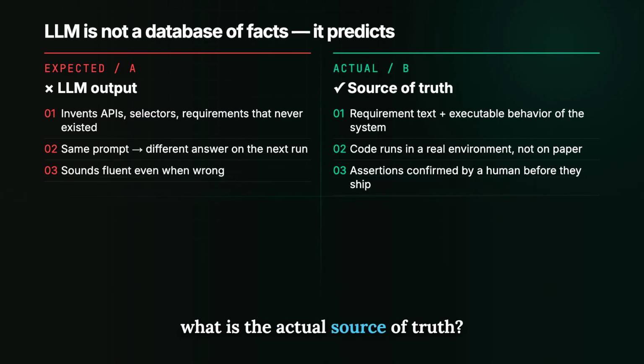So what is the actual source of truth? The requirement document and the executable behavior of the system. Code must run in a real environment. Assertions must be confirmed by a human. And every change an AI produces must be reviewed exactly as you would review code from a new team member.